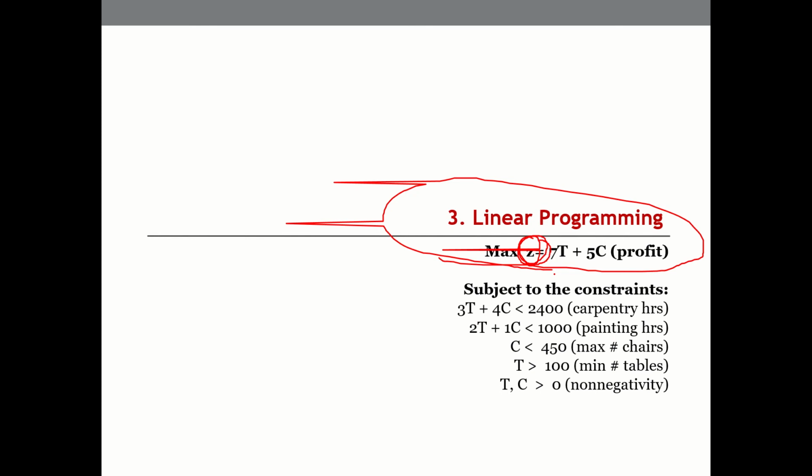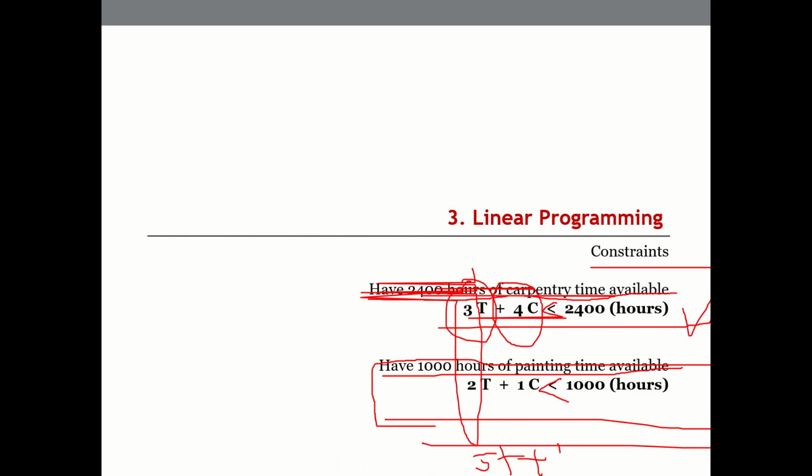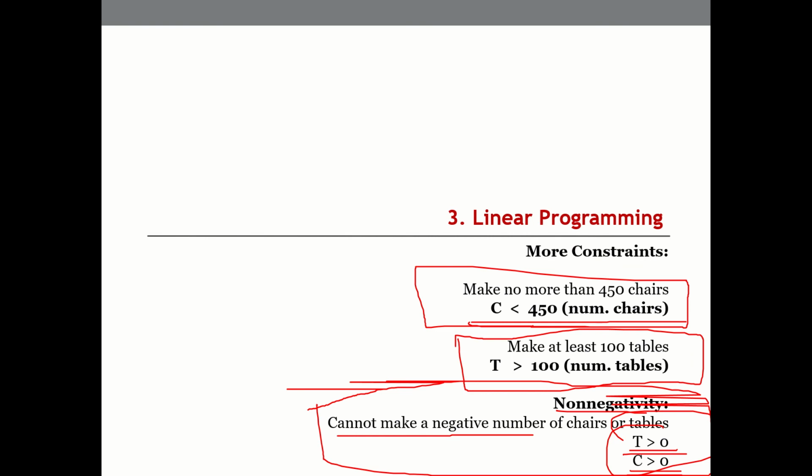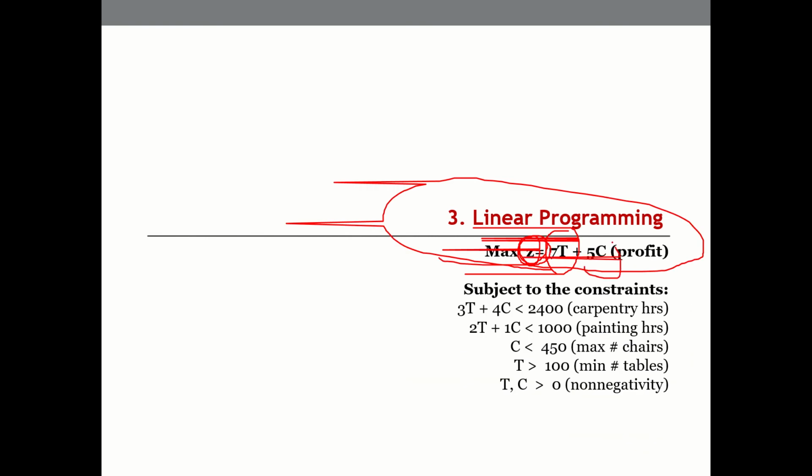In this case, it is the monetary benefit that we get out of it. If we make one table, we make 7,000 K, and if we make a chair, we get 5,000 per chair. So what we are aiming for is how to maximize this Z. How do we make more chairs and tables so that the profit is higher?